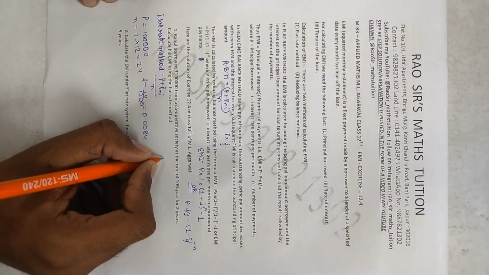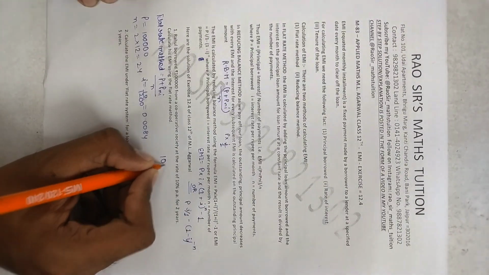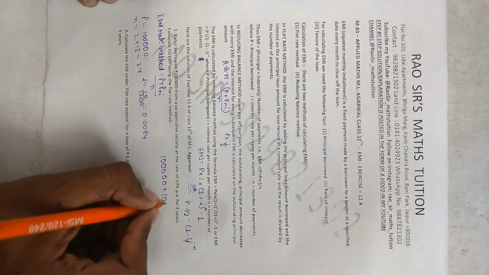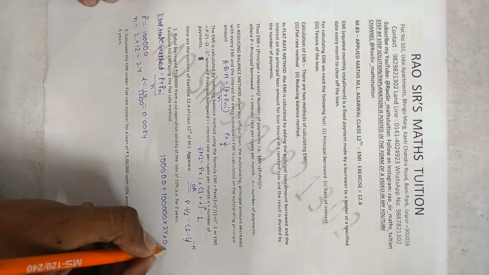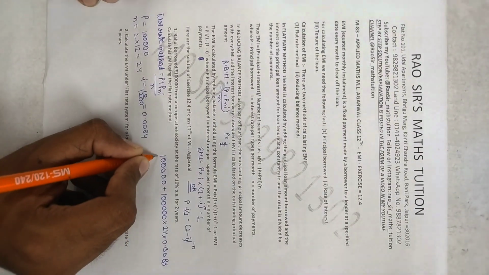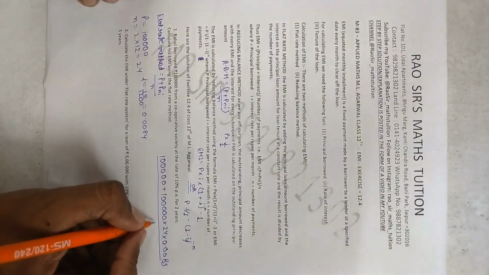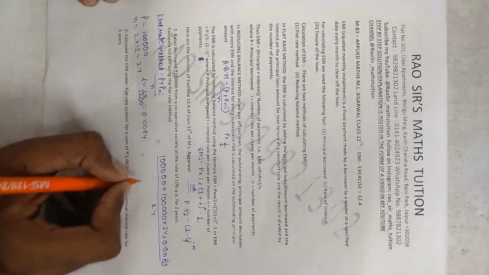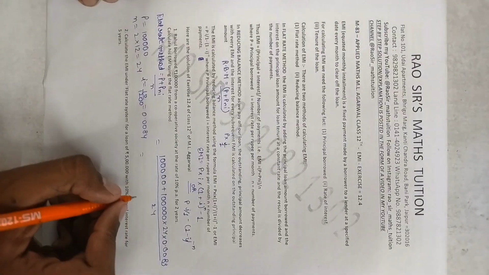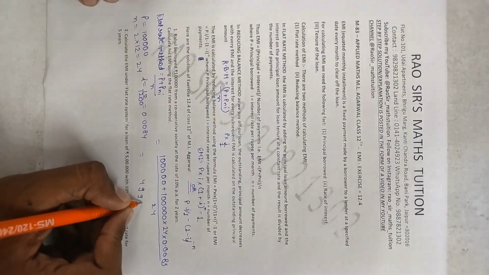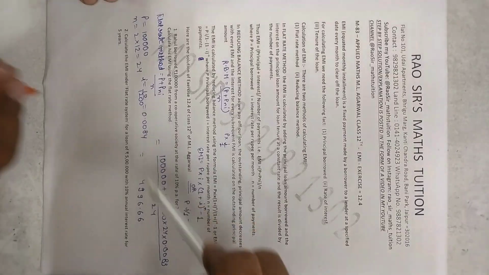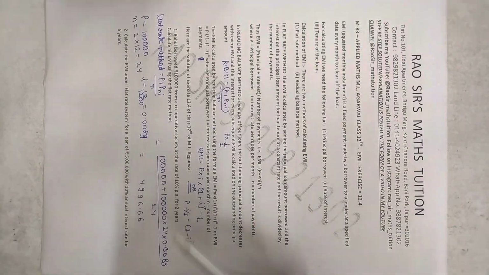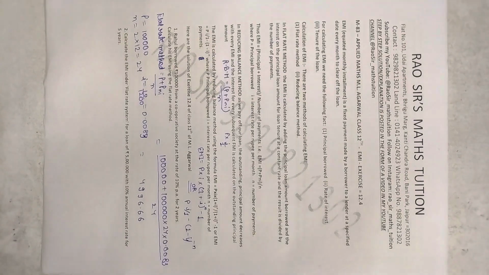Now we are putting these values in the formula: 1 lakh plus 1 lakh into 0.083 into 24, whole upon 24. After calculating it, we get 4996.66. Here, have you taken 0.083? Yes, 0.083. Fine. Go through the second question.